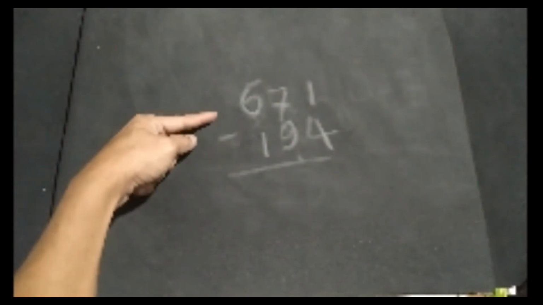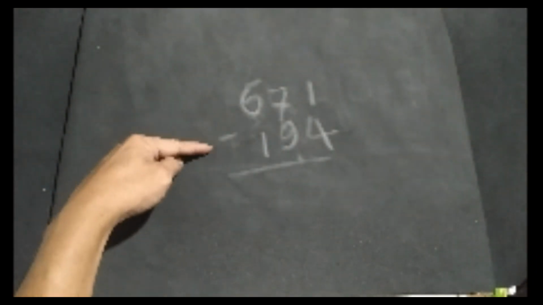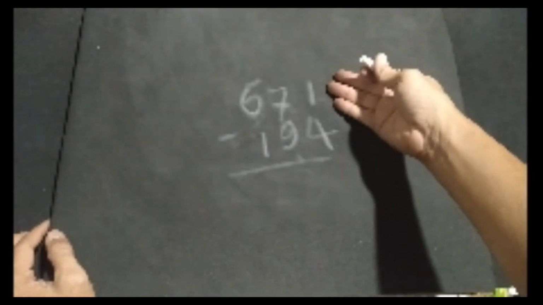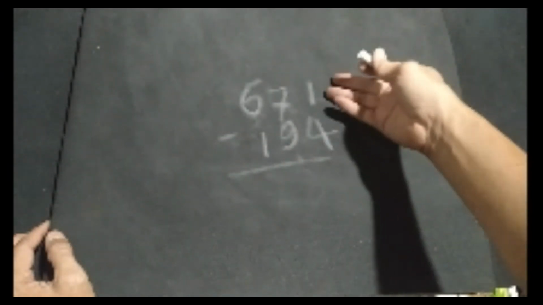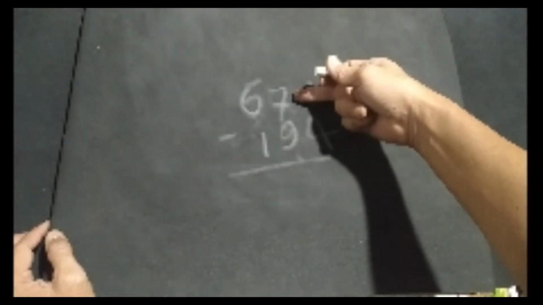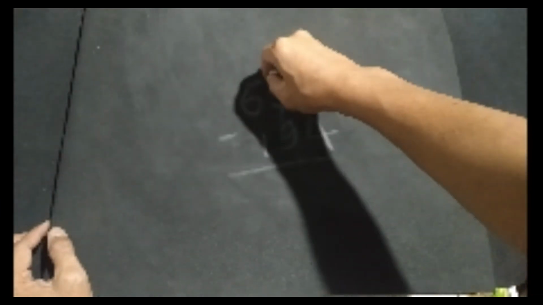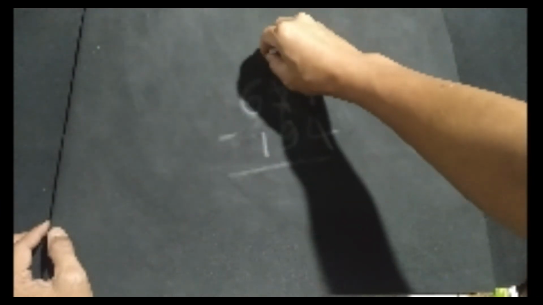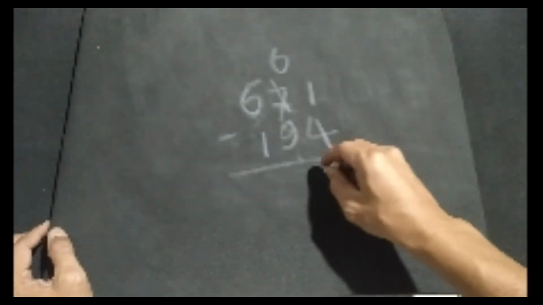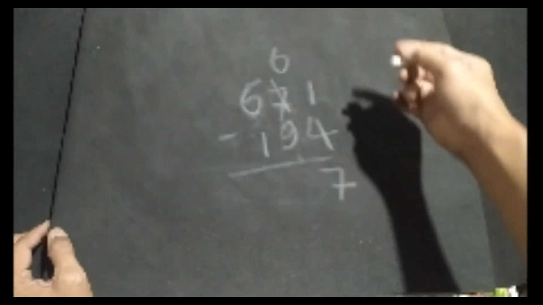We have 671 minus 194. We subtract from the unit. 1 is smaller than 4, so we borrow 10 from number 7. Number 7 becomes number 6. And we have 11 minus 4 equals 7.